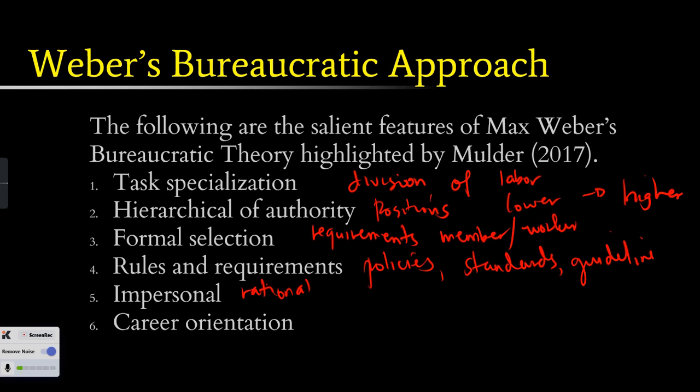And last one, we have career orientation. We need to train as well as to know what are the expertise of a certain member or of certain people who want to be part of our organization. Okay, so those six are the salient features of Max Weber's bureaucratic theory. The works of Taylor, Weber, and Fayol are some of the many theories that have significantly contributed to the management of organization, and these theories also became the foundation of other succeeding organizational theories that are being adopted by many organizations. And that ends the lesson about organizational theory.